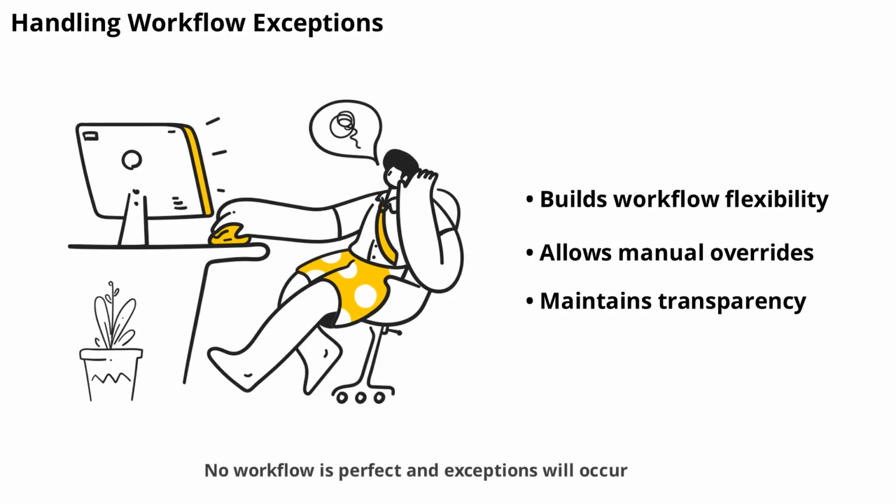No workflow is perfect, and exceptions will occur. These might include urgent campaigns, last-minute changes, or skipped approval steps. Plan for exceptions by building flexibility into your workflow. Allow for manual overrides or expedited approvals when necessary, but document these exceptions to maintain transparency. Having a process for handling exceptions ensures that your team can adapt quickly without sacrificing quality or compliance.